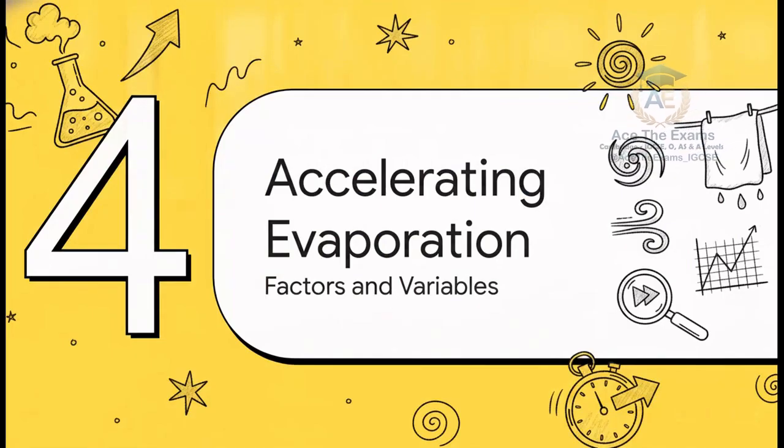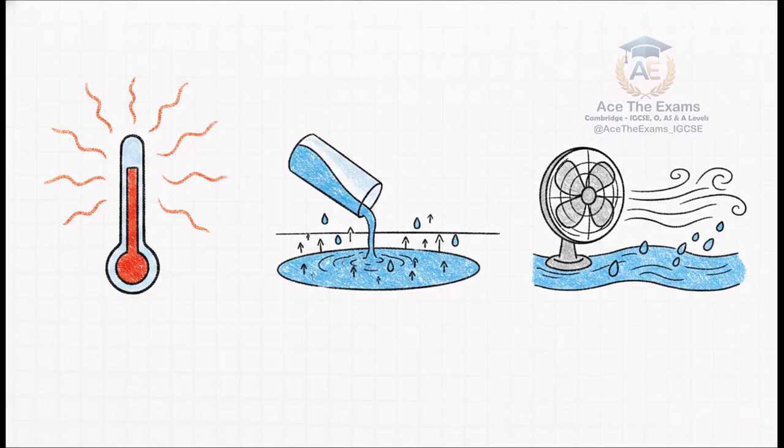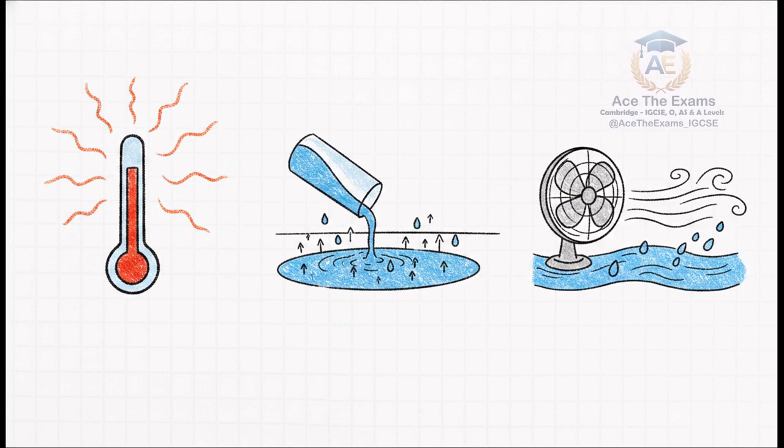Section 4. Accelerating the evaporation process. Let's look at the specific variables that change the outcomes and get ready for a highly interactive workshop segment. The syllabus defines 3 main factors affecting the rate of evaporation: temperature, surface area, and air movement.